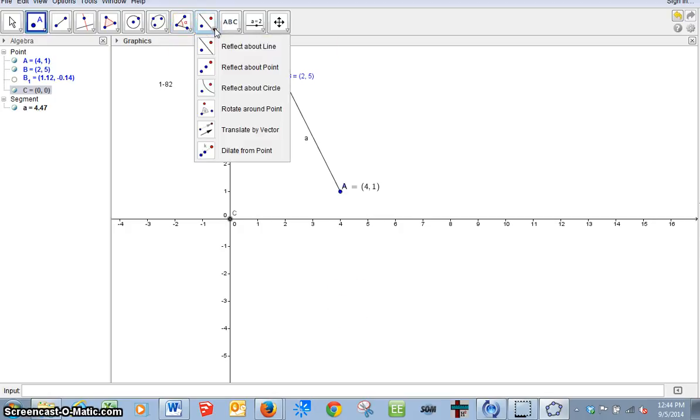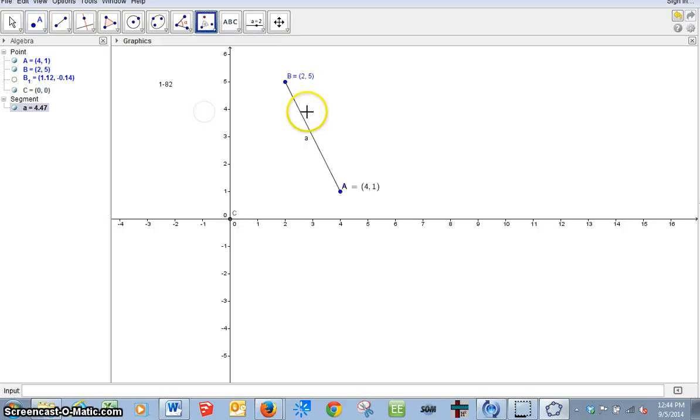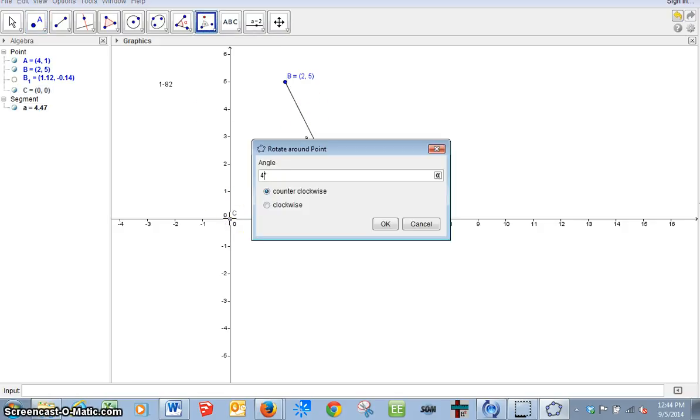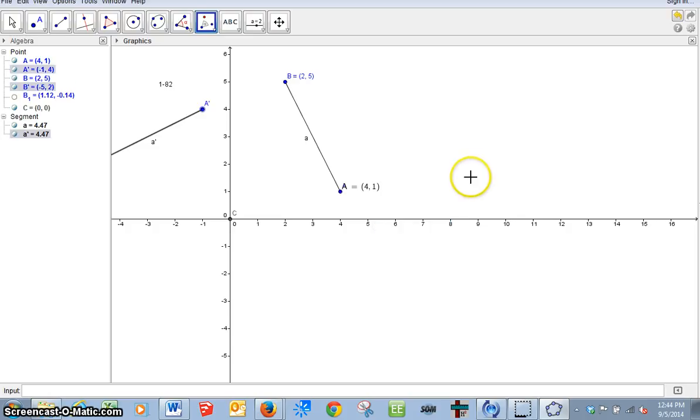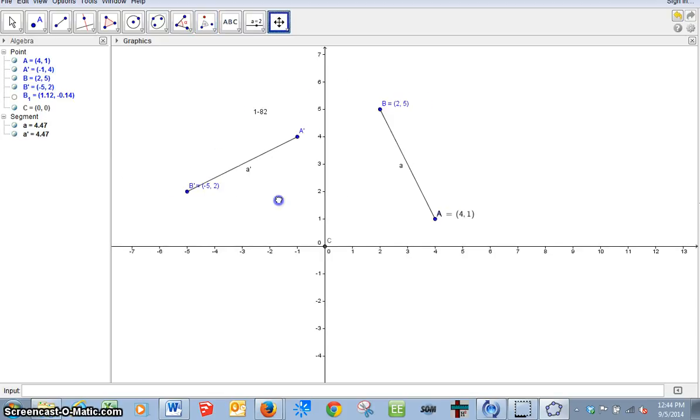And let's use the rotation tool. It's under transformations. Rotate this figure around this point 90 degrees. Counterclockwise is my first direction. And we have the graph for A prime, B prime.